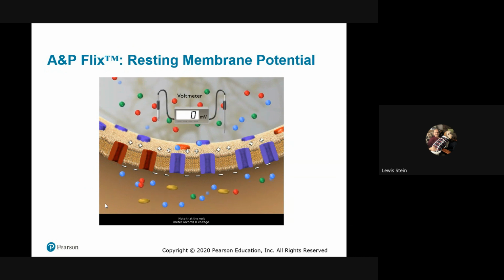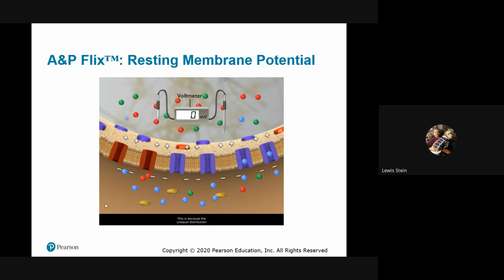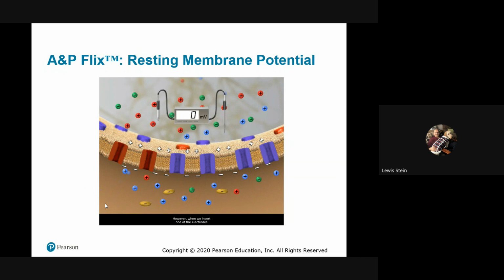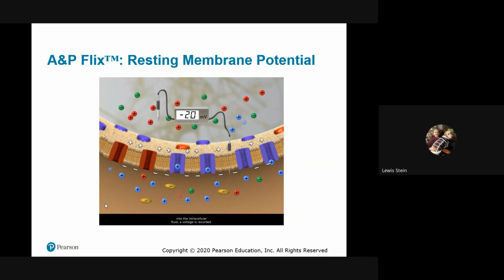Note that the voltmeter records zero voltage. This is because the unequal distribution of charge exists only across the plasma membrane. The intra and extracellular fluids are otherwise electrically neutral. However, when we insert one of the electrodes into the intracellular fluid, a voltage is recorded. The value of the resting membrane potential varies, but on average it is minus 70 millivolts.